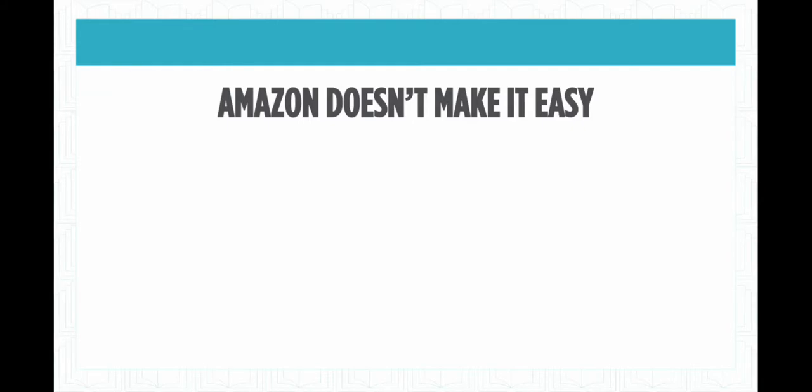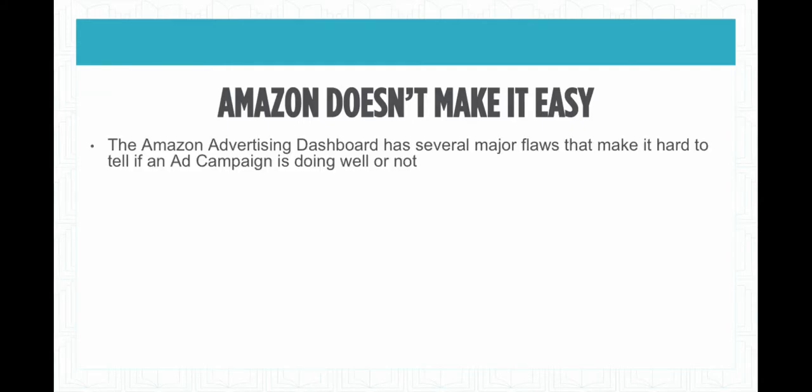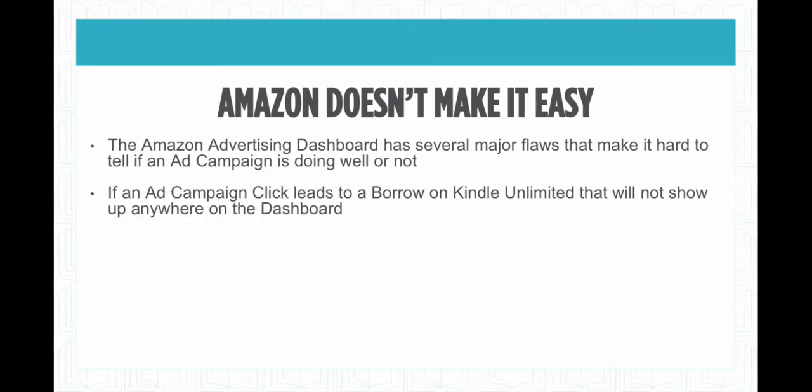Now, Amazon does not make figuring this out easy. The ad dashboard actually has several major flaws, and it makes it really difficult to tell if a single ad campaign is doing well or not. You probably, if you've run ads before, have seen this in action. Now, if an ad campaign click leads to a borrow, which is a way that people will get a book if they have a Kindle Unlimited subscription, that actually isn't going to show up anywhere on the dashboard. Kind of surprising. You have clicks coming from your ad campaign, people actually going to your sales page, borrowing the book, and it does not show up anywhere on your Amazon ad dashboard.